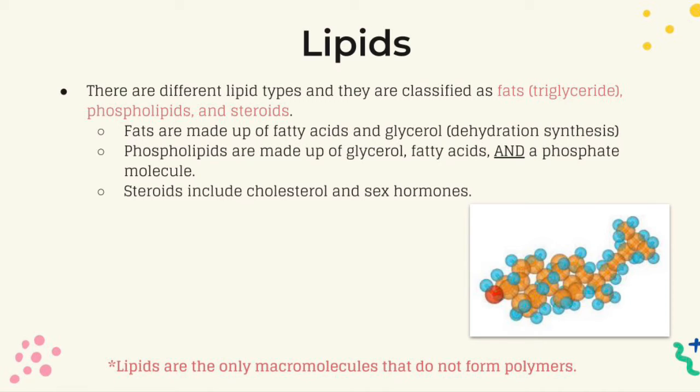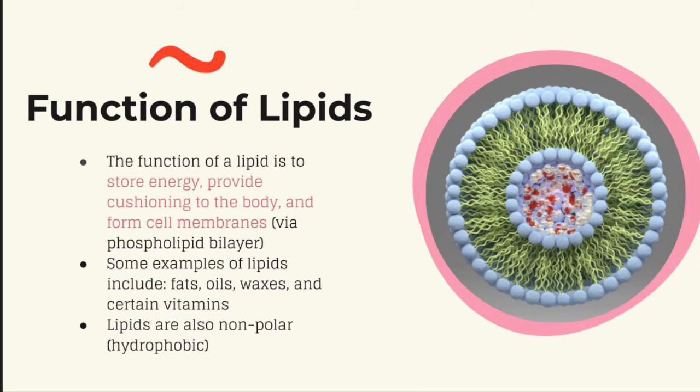There are different groups of lipids, and they are fats or triglycerides, phospholipids, and steroids. While fats and phospholipids are made up of glycerol and fatty acids, steroids are made up of 4 fused C rings. They are included in the lipid group since they are hydrophobic and insoluble in water. Lipids are also the only macromolecule that do not make polymers. The function of a lipid is to simply store energy, provide cushion to the body, and form cell membranes.